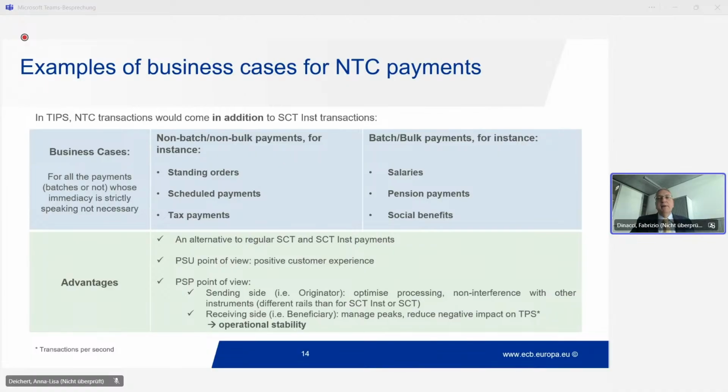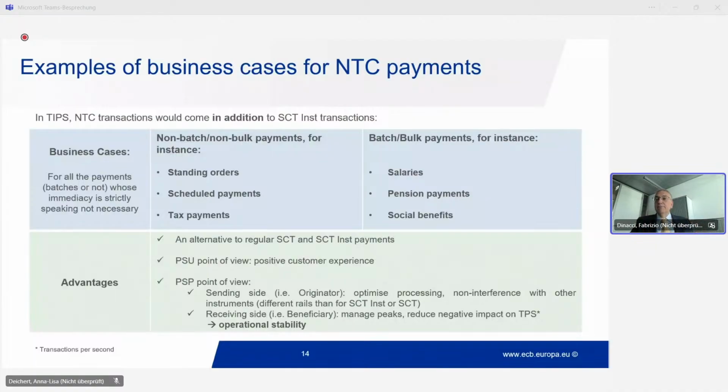So for the non-batch and non-bulk payments, you can clearly have use cases like standing orders or scheduled payments, also tax payments. Whereas for the batch, well, you know why you can use the batch. So of course, for salaries, pensions and social benefits. But here, I think what is important is that some banks have the fear that if a batch is sent on the rails of the instant payments, there is the risk that especially small banks might be overwhelmed by the flow of the messages that are arriving. And you don't want to be the bank that has to reject payments just because too much is coming your way and you do not have the capability to sustain a higher TPS, or number of transactions per second.